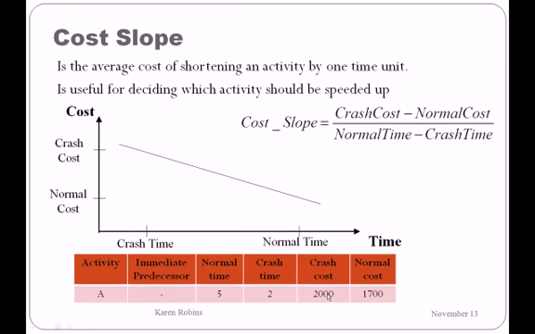So the crash cost is 2,000 minus the normal cost is 1,700, divided by the normal time is 5 minus the crash time is 2. This gives us 2,000 minus 1,700 over 5 minus 2, which is 300 over 3, which is 100. That means to reduce the project time by one time unit, it would cost us an extra 100.